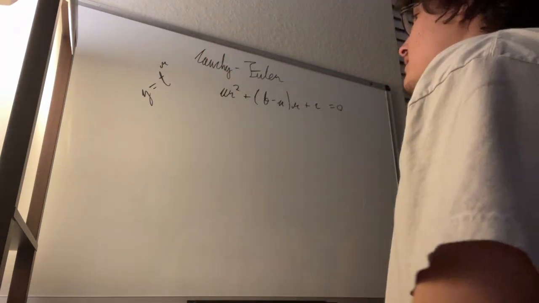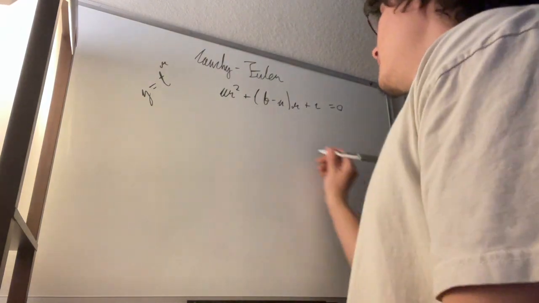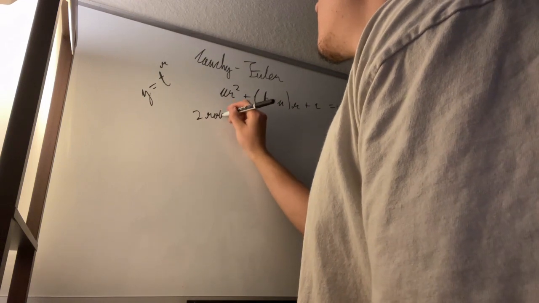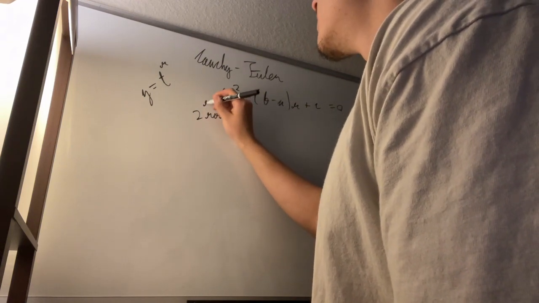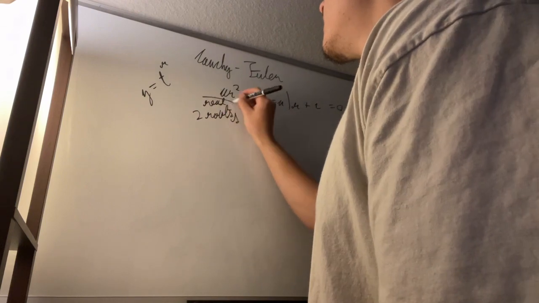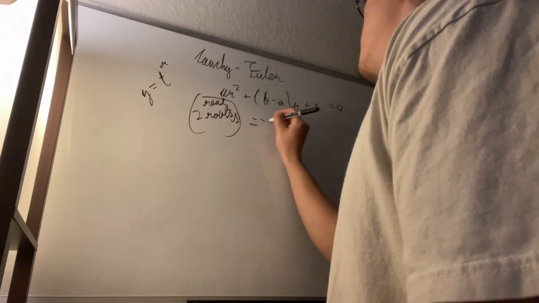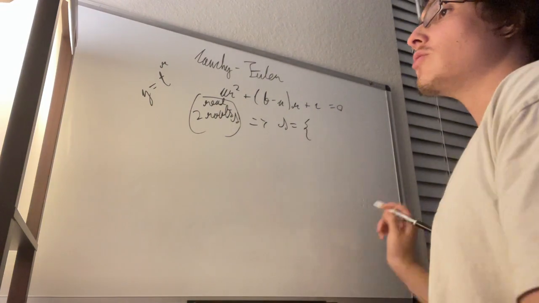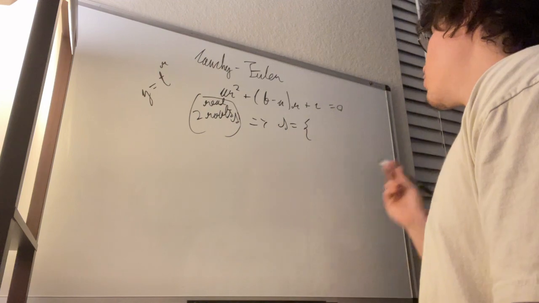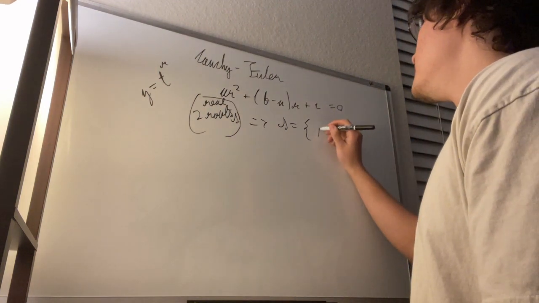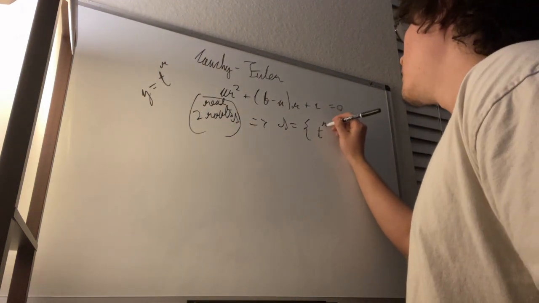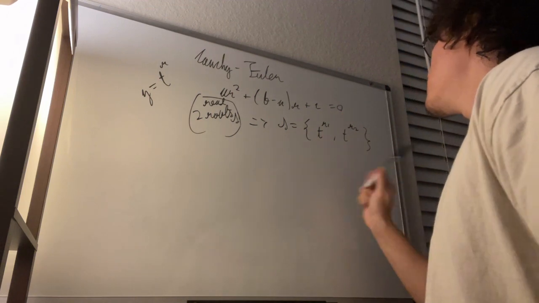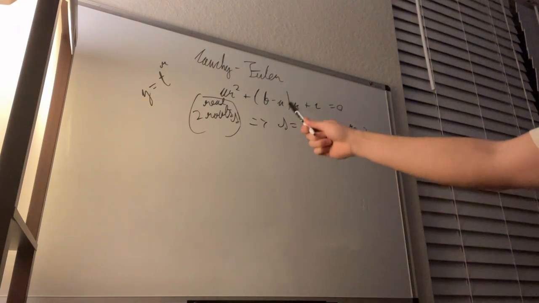Now, if r has two distinct real roots, all right, we get that the general solution for the homogeneous Cauchy-Euler equidimensional equation is going to be a linear combination of t to the power of r1 and t to the power of r2, where r1 and r2 both satisfy this quadratic equation.